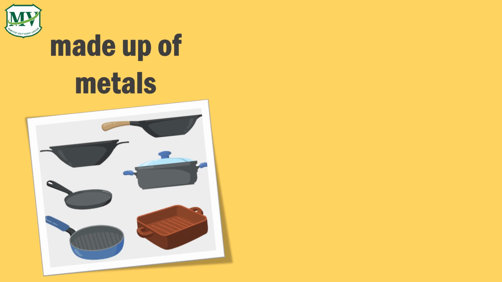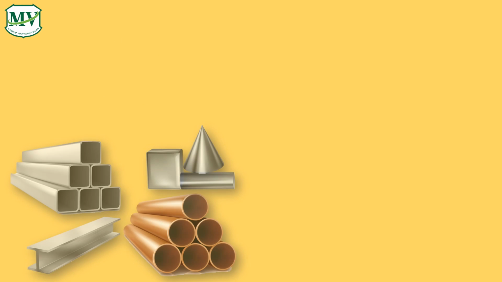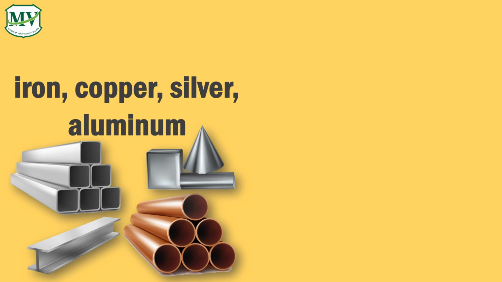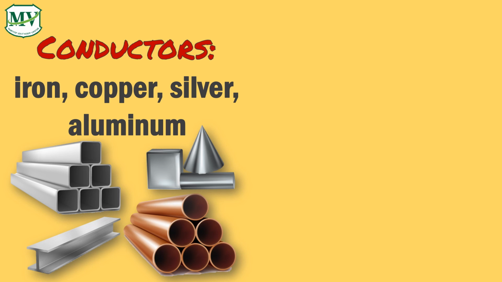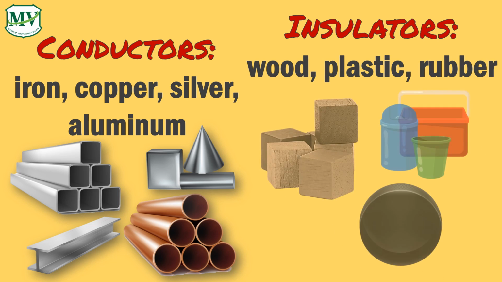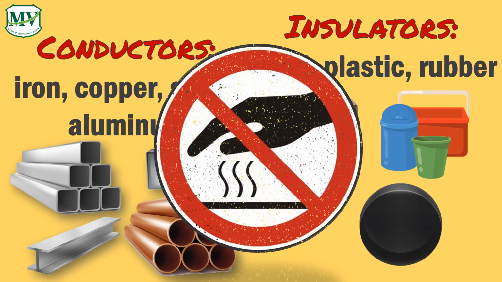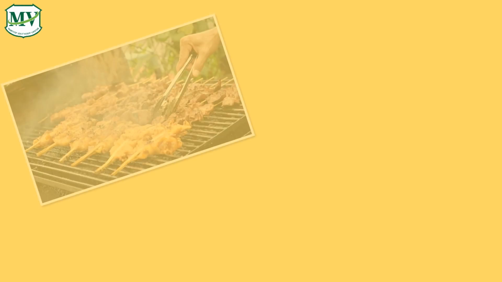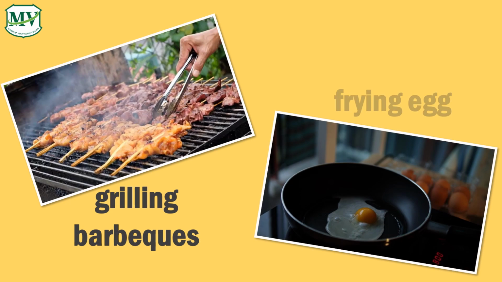That is also the reason why cooking pans are made of metals, because metals such as iron, copper, silver, or aluminum are good conductors of heat, whereas materials that conduct heat poorly are called insulators, which is why most cooking utensils have handles made of wood, plastic, or rubber to prevent heat from flowing to the handles, which protect our hands from getting burned. Other examples are when grilling barbecues or frying an egg.